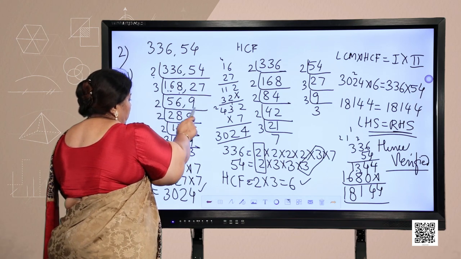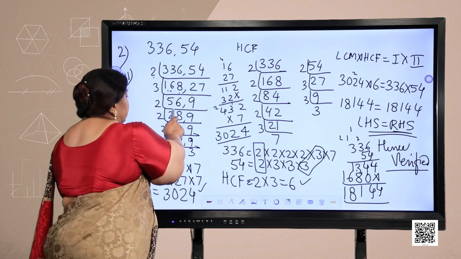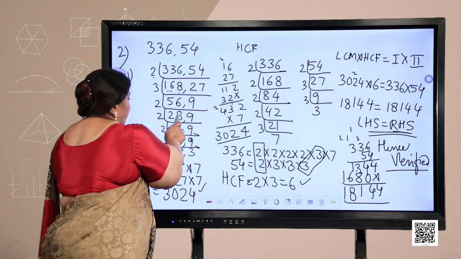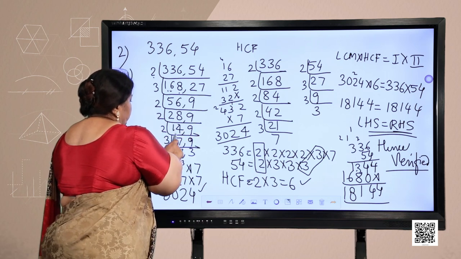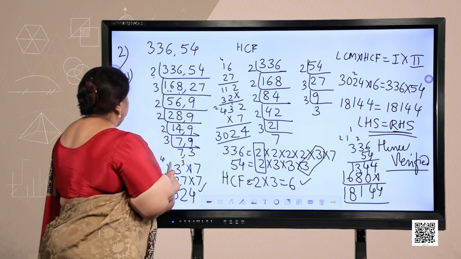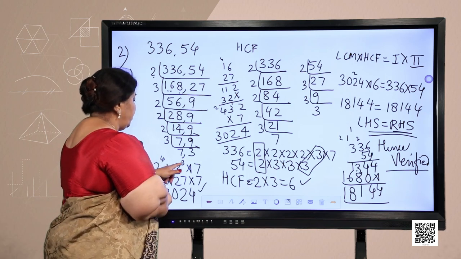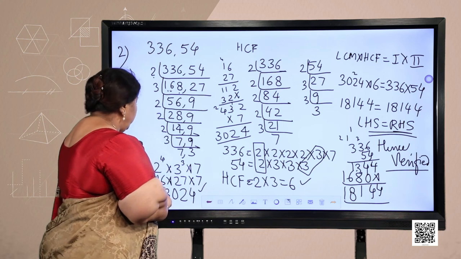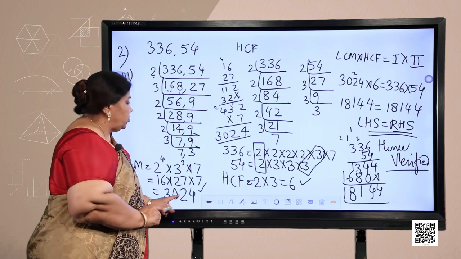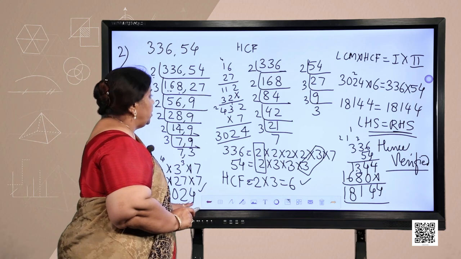Thus, we have taken 2 common here, taking 2 as a factor, 2 2s are 4, 2 8s are 16, and 9 is not going, so 9 comes as it is. 2 7s are 14 and 9 can be factored as 3 into 3. So, LCM is 2 to the power 4 into 3 to the power 3 into 7, which on calculation gives us 16 into 27 into 7, that is 3024. Now, we have calculated the LCM as 3024.